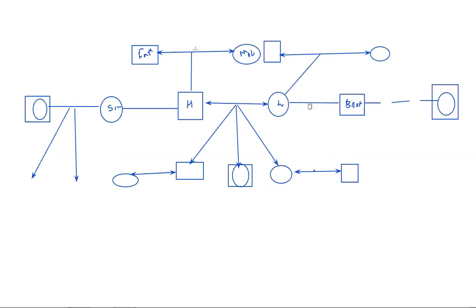Grandfather, grandmother, further upper generation, grandparents. So different generations go in different layers. That is the main basic thing.